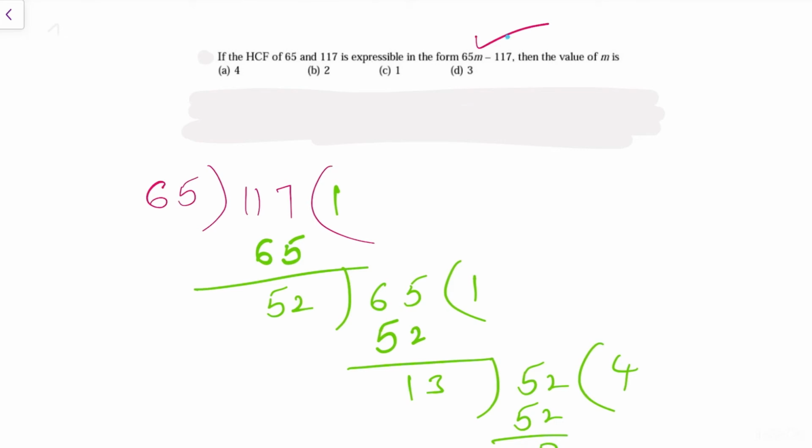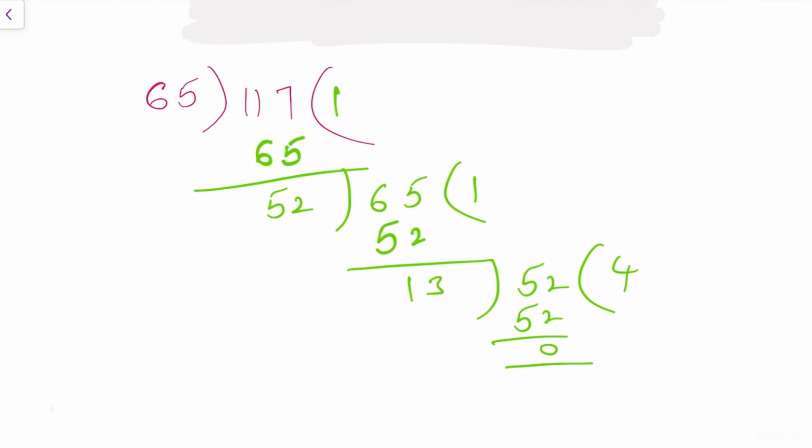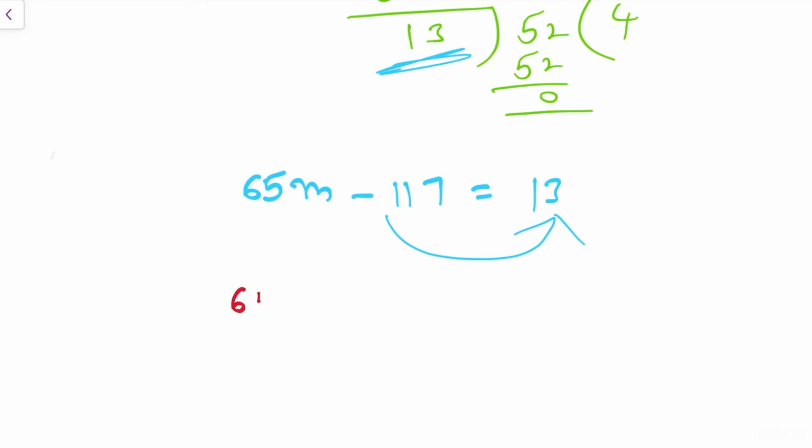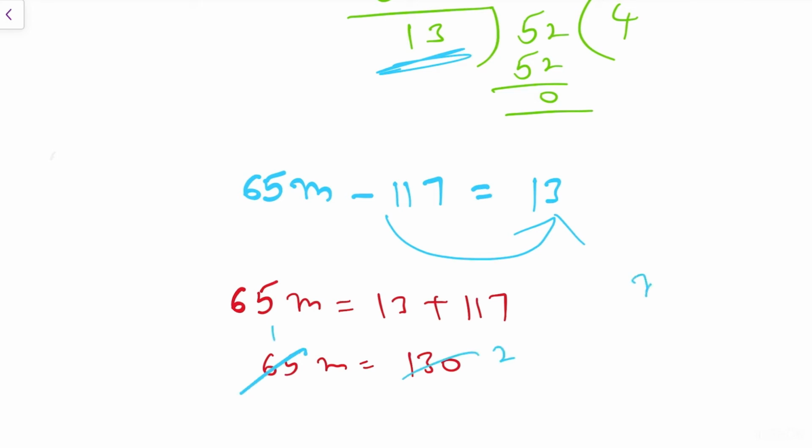But according to the question, that HCF is 65m minus 117. 65m minus 117 is equal to our HCF 13. Now take this minus 117 to the right side. If we take minus to the other side, it will become plus. So 65m is equal to 13 plus 117. 65m equals 117 plus 13, which is 130. 65 twos are 130. So m is equal to 2.